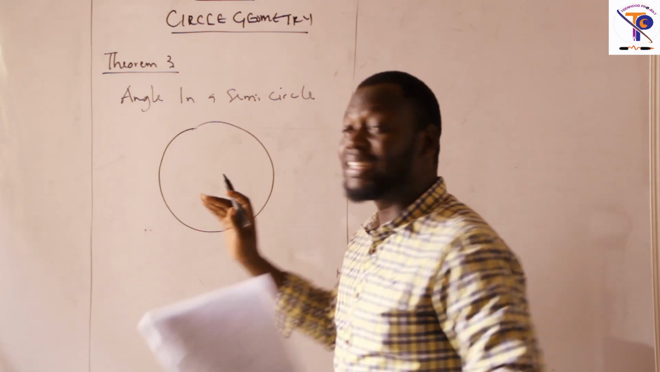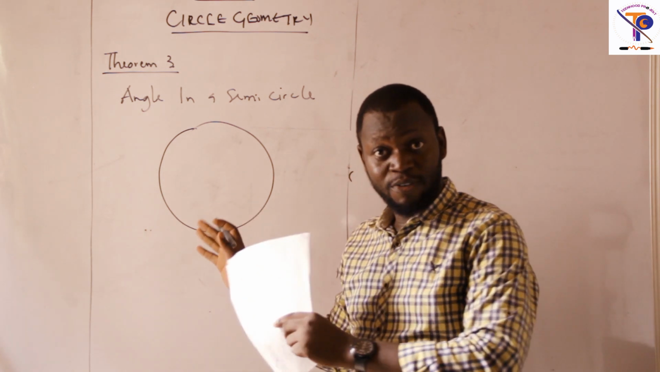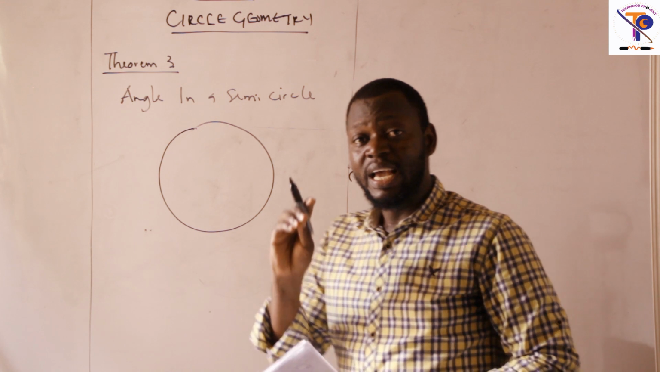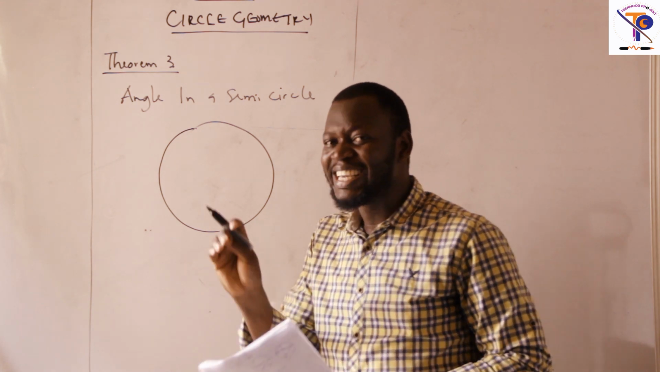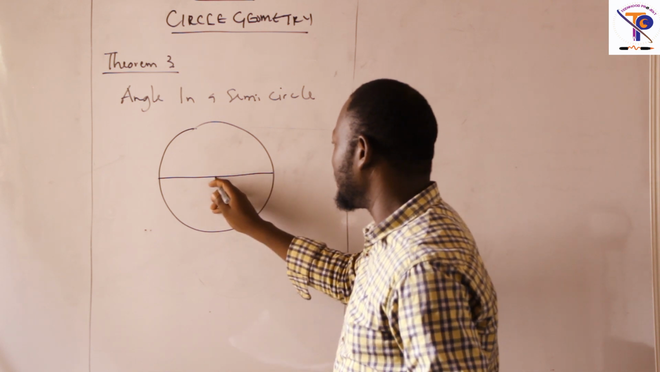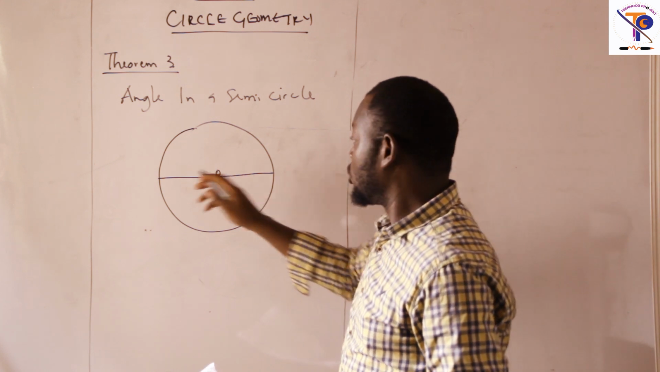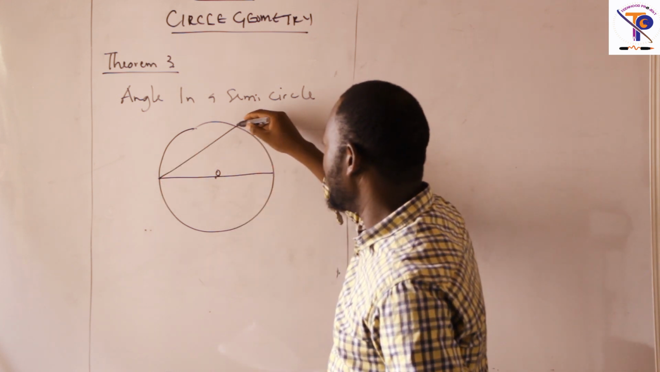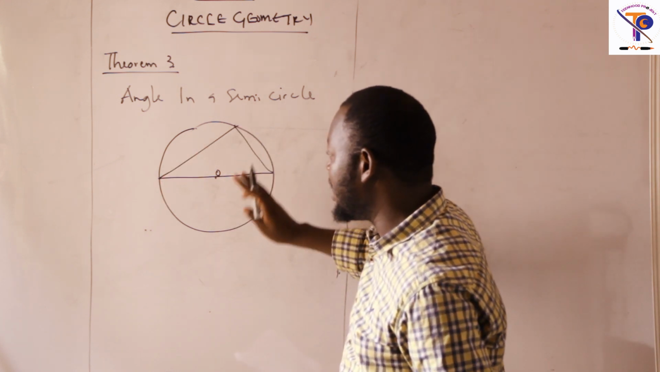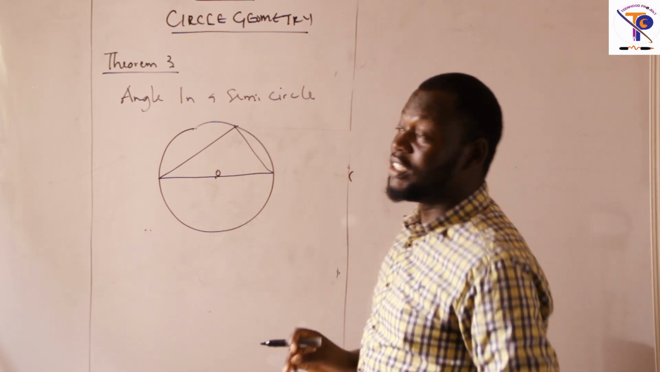Anytime you have a diameter here, then you are good. That's the hint for this theorem. Anytime you see a diameter, then you should locate something. If this is the center, that's O. Definitely this is a diameter. So once you have any shape like this from either here or here, then you have this theorem.